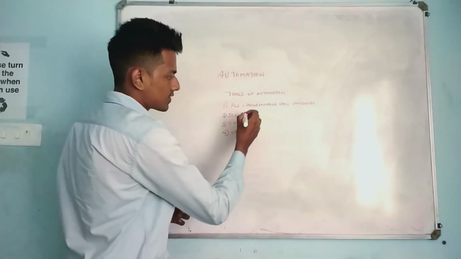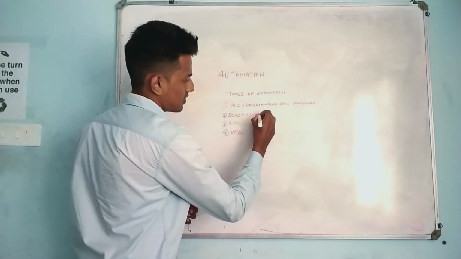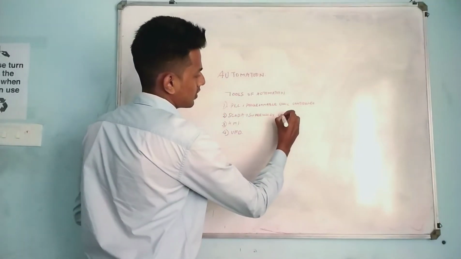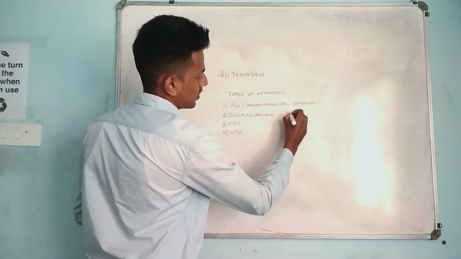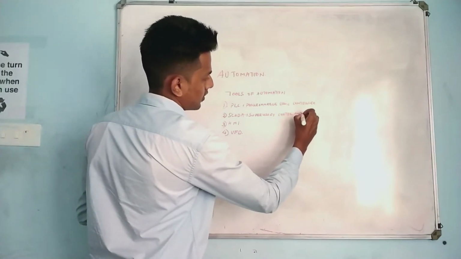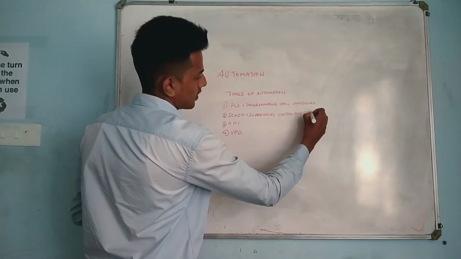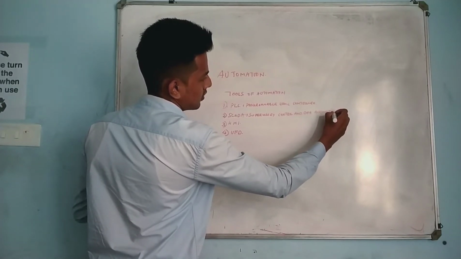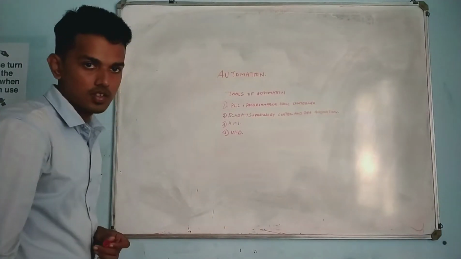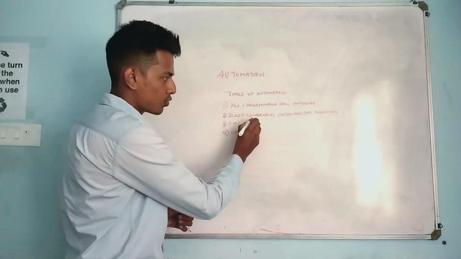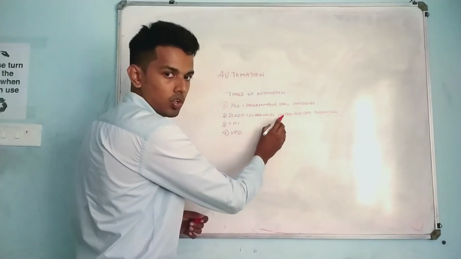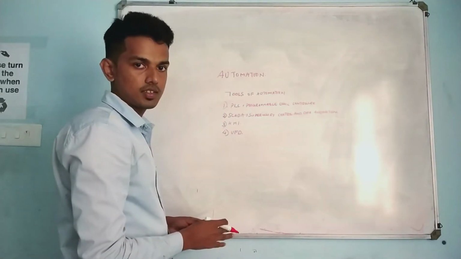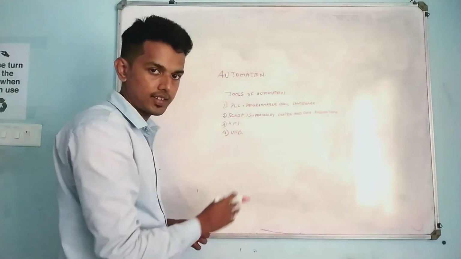Now, the second one is SCADA. SCADA is Supervisory Control and Data Acquisition. It is software for supervising, controlling and acquiring data from a factory or industry, and also you can control the factory.